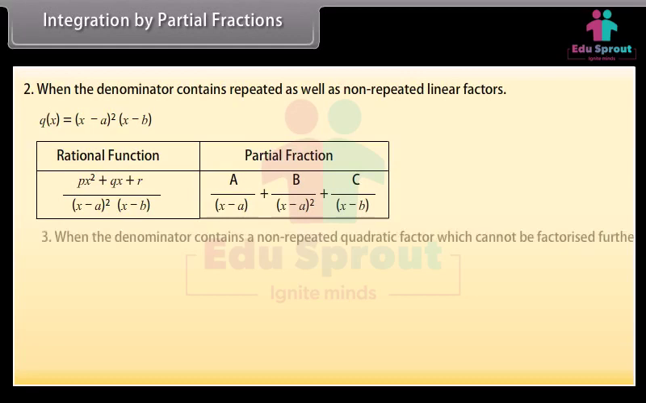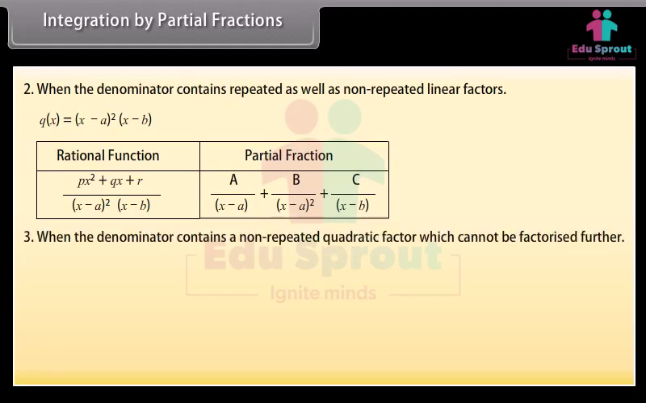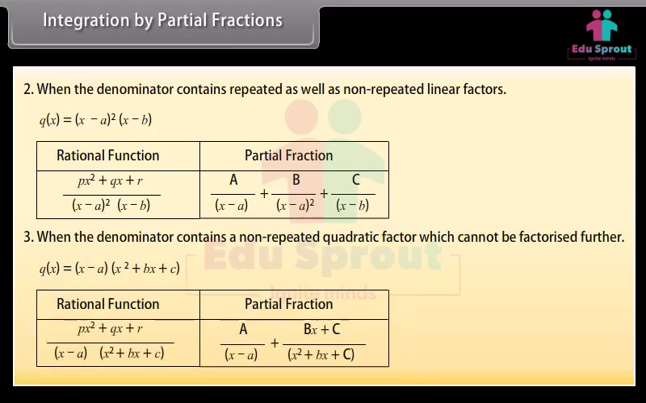3. When the denominator contains a non-repeated quadratic factor which cannot be factorized further, Q(x) is equal to (x minus a) into (x² + bx + c). If the rational function is (px² + qx + r) by (x minus a) into (x² + bx + c), then its partial fraction is A upon (x minus a) plus (Bx + C) upon (x² + bx + c).